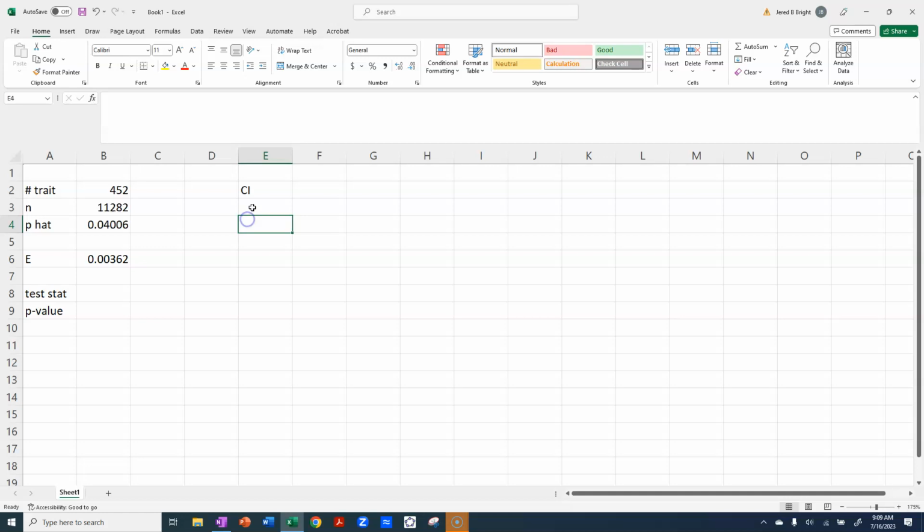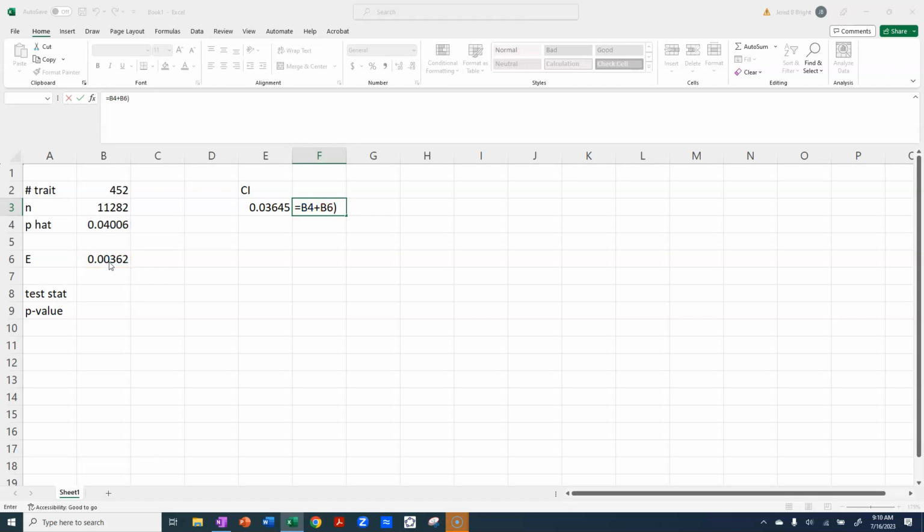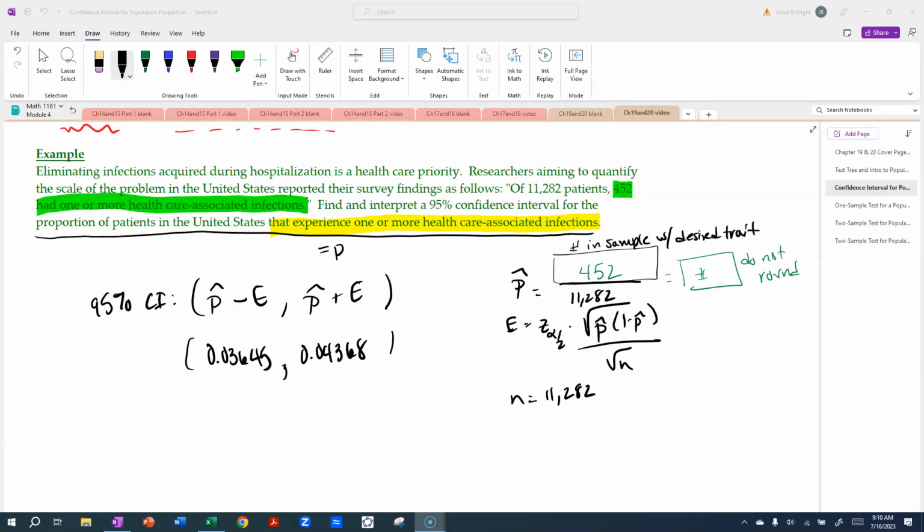Then for our confidence interval, the left boundary is going to be p hat minus our margin of error. And our right boundary is going to be p hat plus our margin of error. Oops, I added an extra parenthesis. Whoops, okay, there we go. So I'm going to go back and say that our confidence interval is between these two numbers. Okay, so I just copy that over.